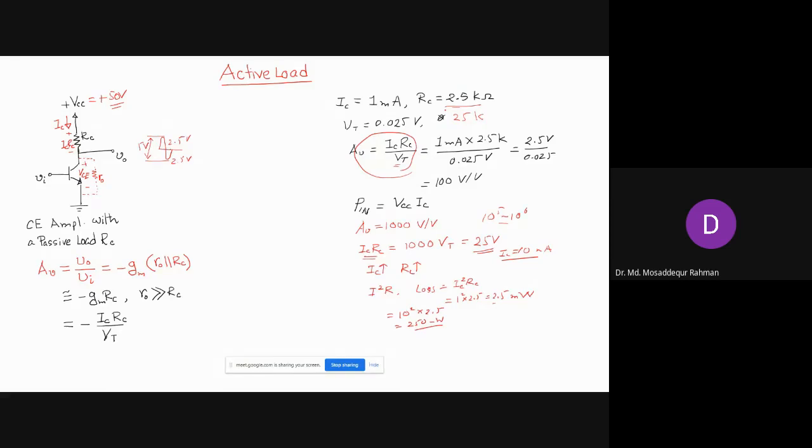And in an IC chip, the aim is to keep the chip area small, but if you want to increase the gain, you need to increase the resistance and your chip size gets bigger, right? Is that clear, guys?